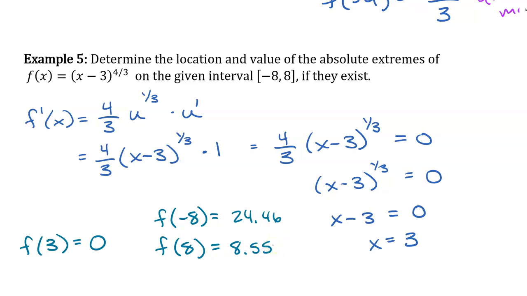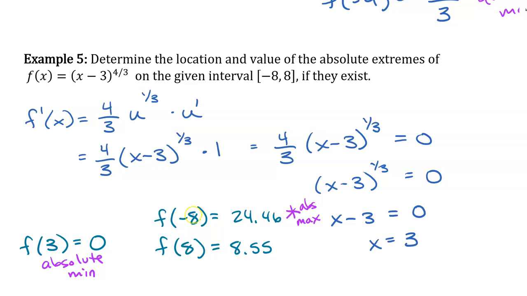Okay, so this means that my absolute minimum will be the 0. But for my absolute max, it would be the -8 here. I have nothing else to compare it to for the critical value.